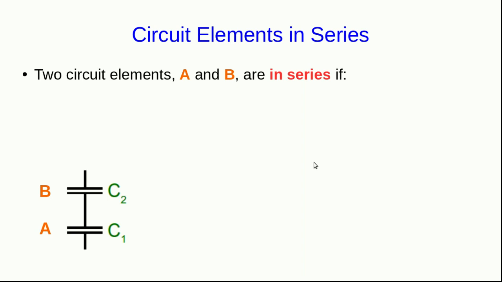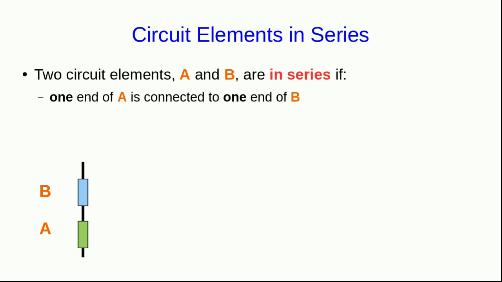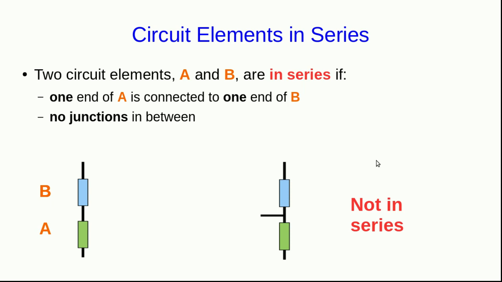There's some other terminology we use. For example, things like capacitors and batteries, anything but wires, are referred to as circuit elements. And so we could have a pair of circuit elements, and perhaps they're both capacitors, or perhaps they're both batteries, or maybe there's one of each. And I'm just going to think about two general circuit elements, so I'm just going to draw them as boxes. And we say that these are in series if one and only one end of A is connected to one end of B, and there are no junctions in between them. So this particular pair is in series, but this pair is not because there's a junction in between their ends.